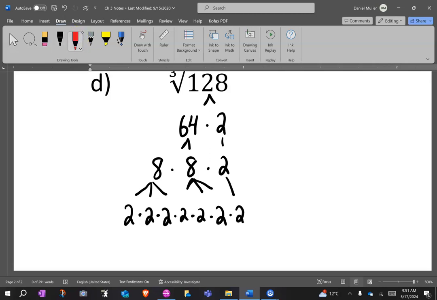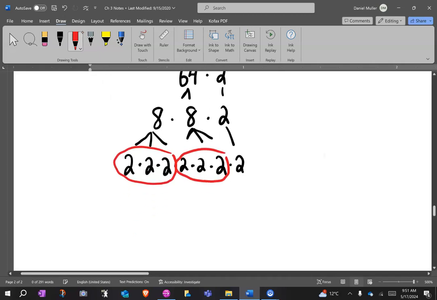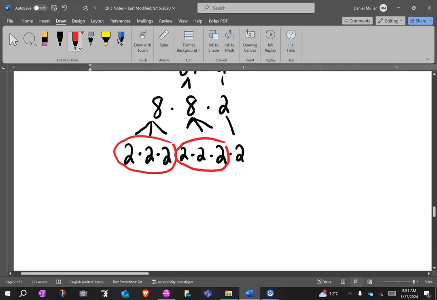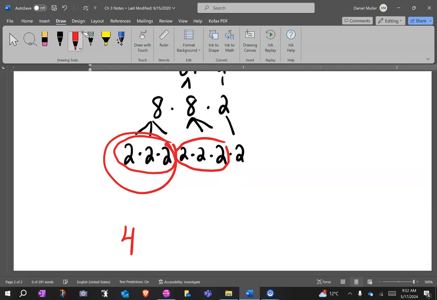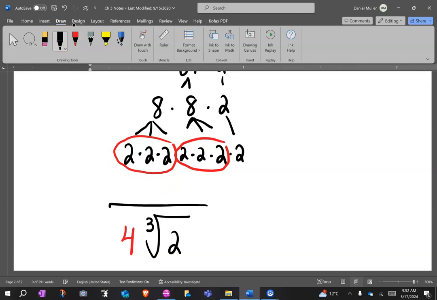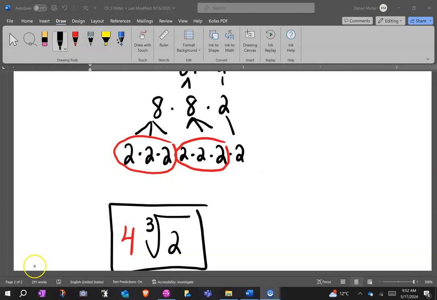So I've got lots of 2s here. I just want to see if I can make any groups of 3. So I see a group of 3 there. I see another group of 3. So I got 2 groups. So 2 times 2, which is going to be 4. So I count this once, and I count this once. So 2 times 2 is 4. And then I got a cube root symbol and a 2 left over. So we say the answer is 4 cube root 2. Don't forget that little 3 that tells the reader that it's a cube root.